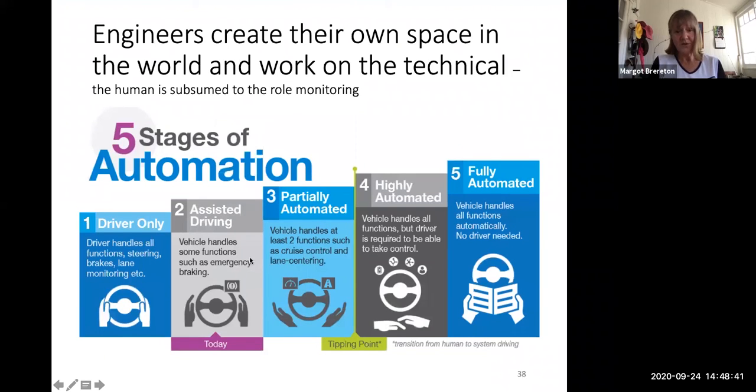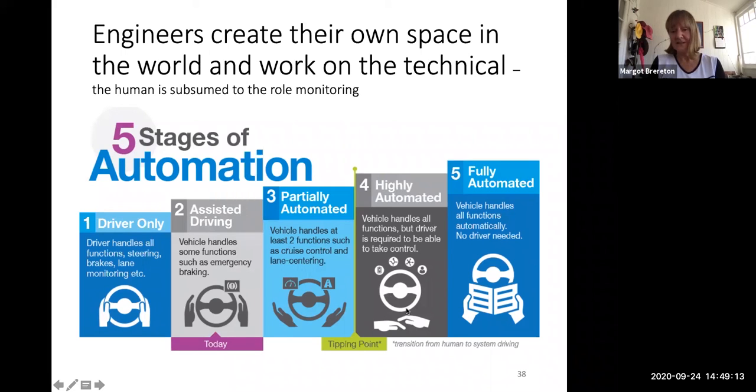But I think the broader point that I want to make is that as engineers, we tend to create our own space in the world and work on the technical. And when people talk about autonomous vehicles, they talk about these 5 stages of automation that go from driver only through to fully automated. If you look at number 4 here, highly automated, the vehicle handles all functions, but the driver is required to be able to take control.